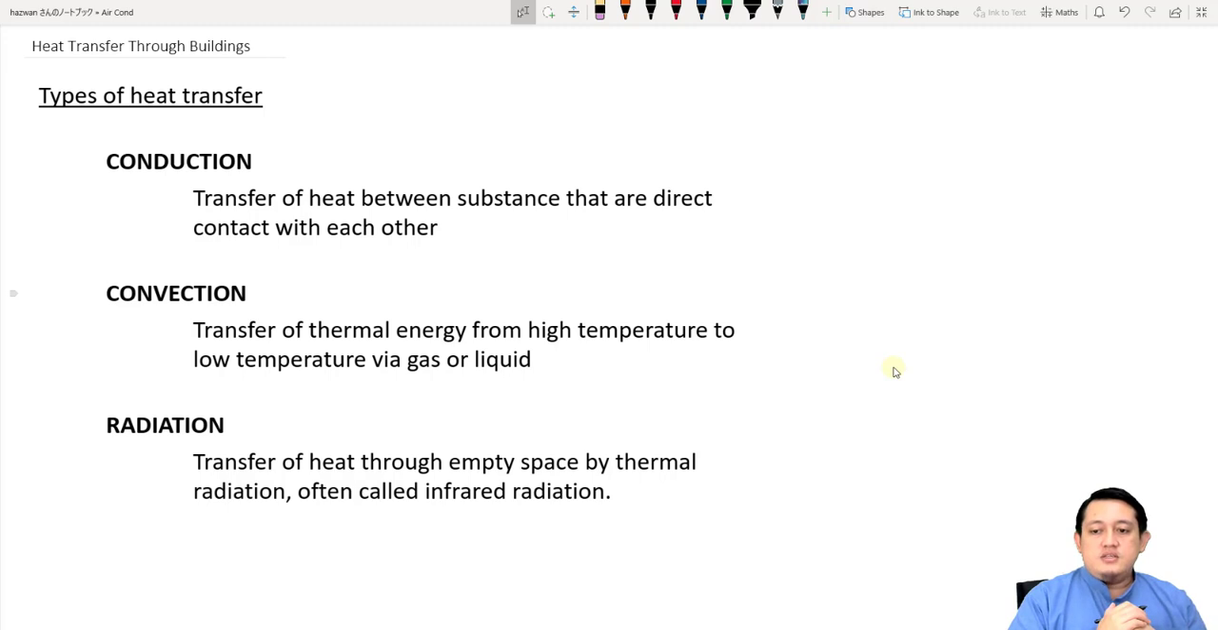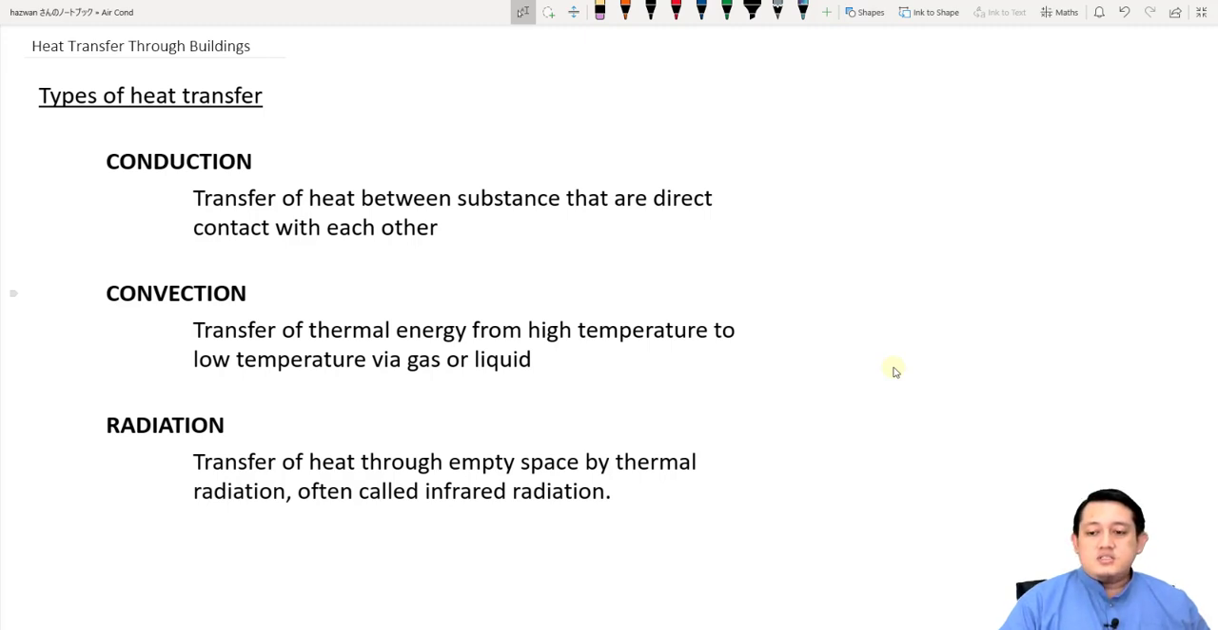Convection is the transfer of thermal energy from high temperature to lower temperature via gas or liquid. Just like ice, ice can melt easily when we put it outside, because heat from a high temperature region enters the surface of the ice, so the ice will absorb the heat and change phase from solid to liquid. That one is convection.